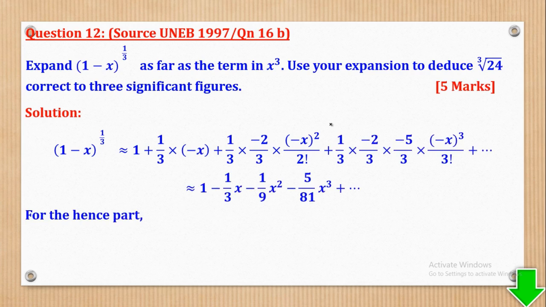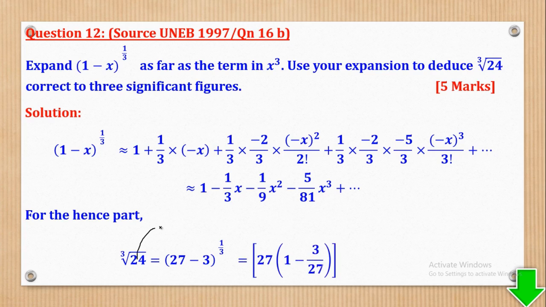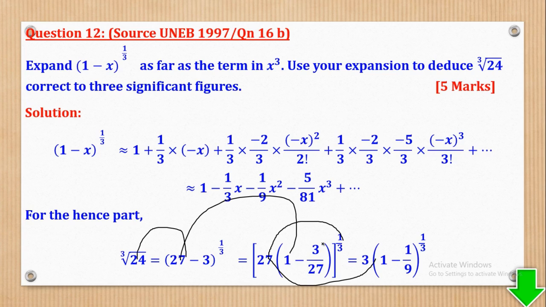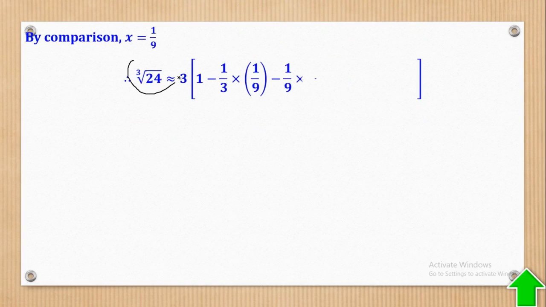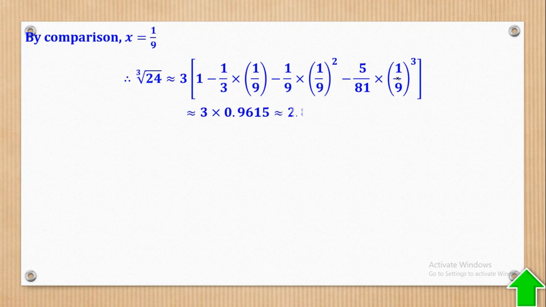Then for the hence part, look for getting the value of x. So this 24 is the same as 27 minus 3. Then this here, pull out 27 to come up with this. Then this power affects this one to give you this 3. And this power also affects this to give you that. Therefore, now by comparison, you can easily get the value of x. By comparison, x will be 1 over 9. Therefore, this one is equal to where there is x, we put there 1 over 9. The next is to use the calculator to come up with this, but remember to round off to the required accuracy.